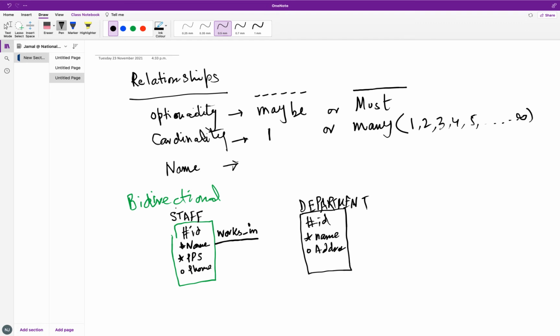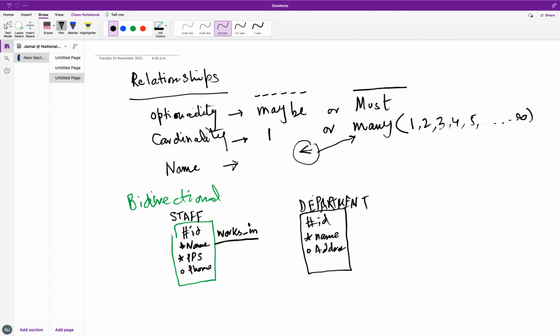So now each staff must work in one and only one department. For one, if there is nothing on this side of the relationship, then it means the cardinality is one and only one. But if there is a crowfoot just like this, then this is for many. So this is for many, but for one, nothing, no symbol as such. So we will come here.